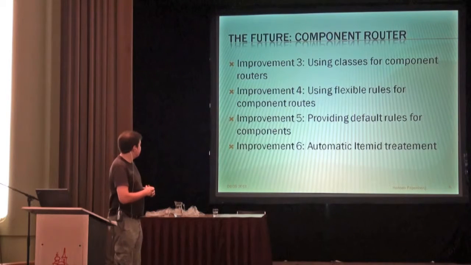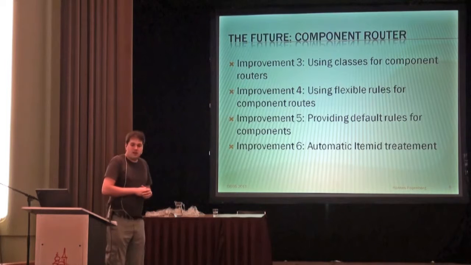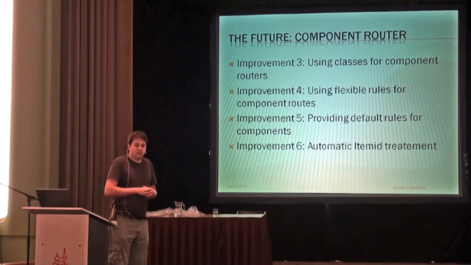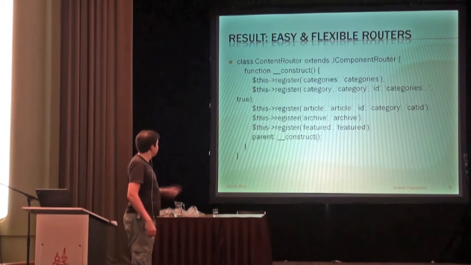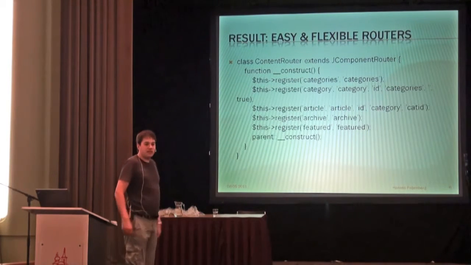And last but not least, as I said, one of the default rules is automatic item ID retrieval. What does that mean? In the end, your component router looks like this.